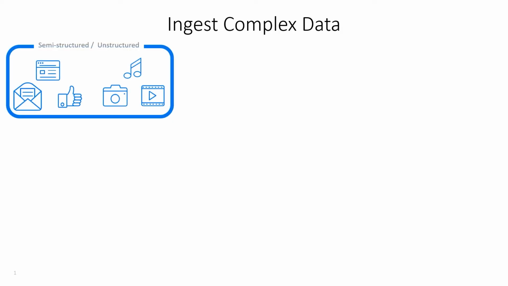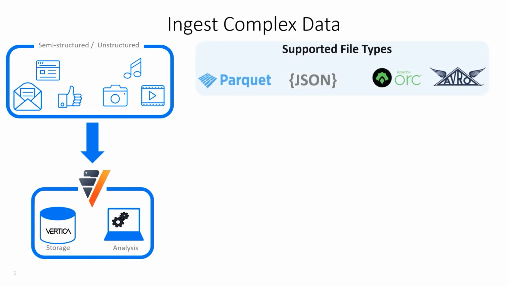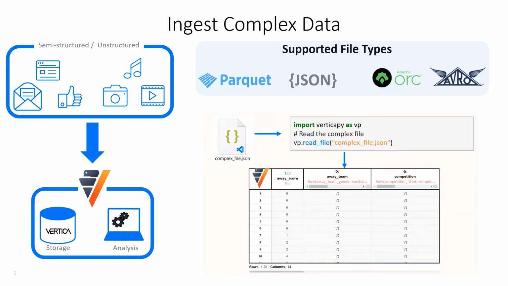First up is the capability of VerticaPy to be able to ingest complex data. Now, users can easily ingest semi-structured as well as unstructured data and either store it or analyze it using VerticaPy. We currently support PARQUET, JSON, ORC, and AVRO. In just one line of code, VerticaPy automatically detects the complex data types and stores them in vDataFrame.